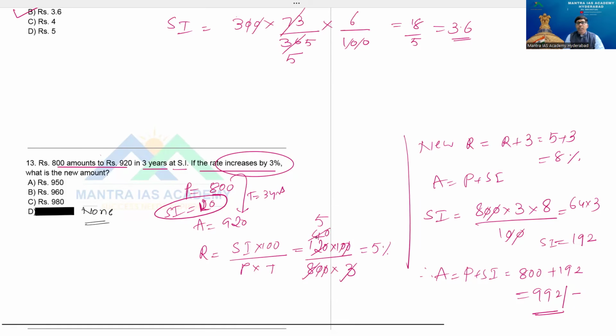So I've covered a very important topic today. The next video covers, of course, compound interest. I'll start from the formula. All the formulas I can tell you. And we have beautiful shortcuts also in that topic.